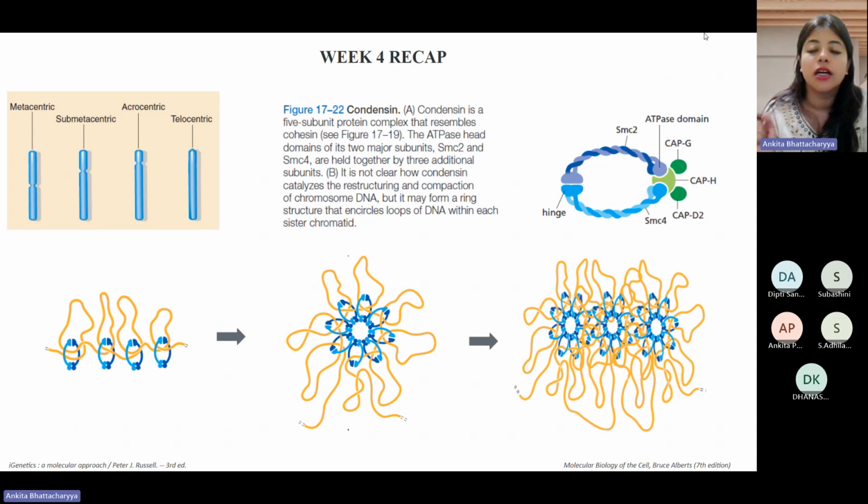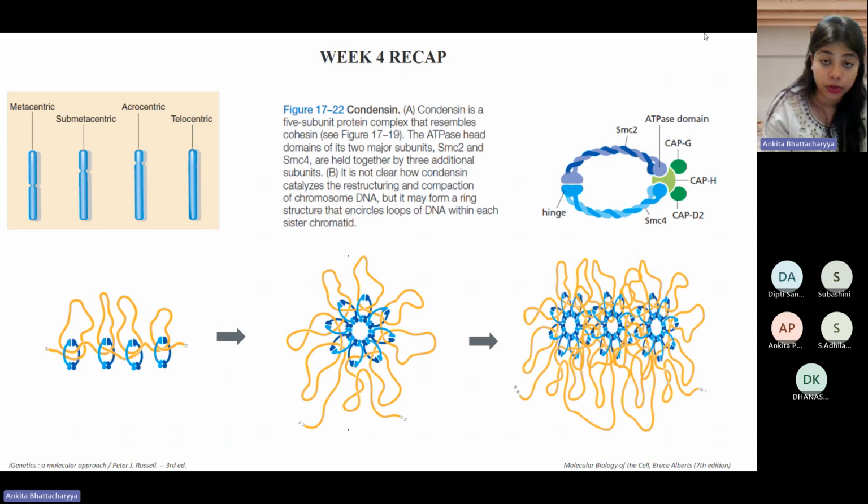SMC in this case stands for structural maintenance of chromosomes, which are a whole other group of proteins that are extensively studied to understand the process of cell replication, particularly cell division for mitosis and meiosis. Condensin is made up majorly of these SMC proteins, and it is also held together by three additional subunits, CAPG, CAPH, and CAPD2. Next, what you see at the bottom is that condensin is responsible for the restructuring and compaction of chromosomal DNA. While it is not exactly clear how it does so, what you see at the bottom is the hypothesized way.